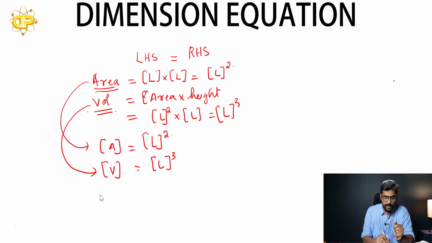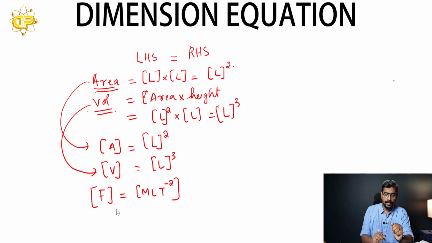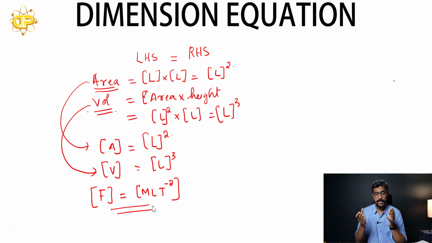And for force, in the previous session we have seen force. Instead of simply writing force, we represent it as [F] in a square bracket, which is equal to M L T raised to minus 2. So here you are getting an equation instead of simply writing force is equal to so and so. So we call it the dimensional equation.